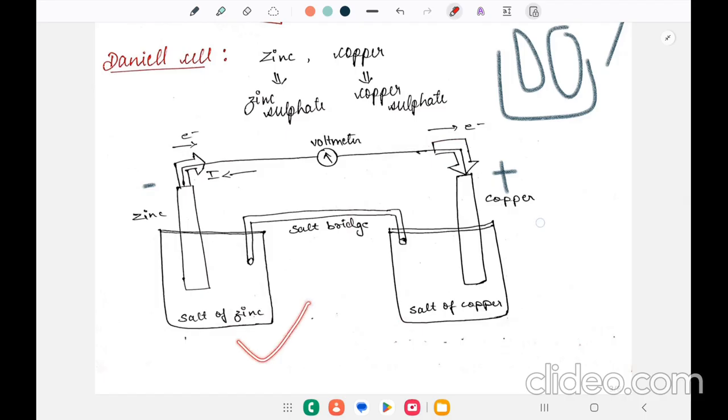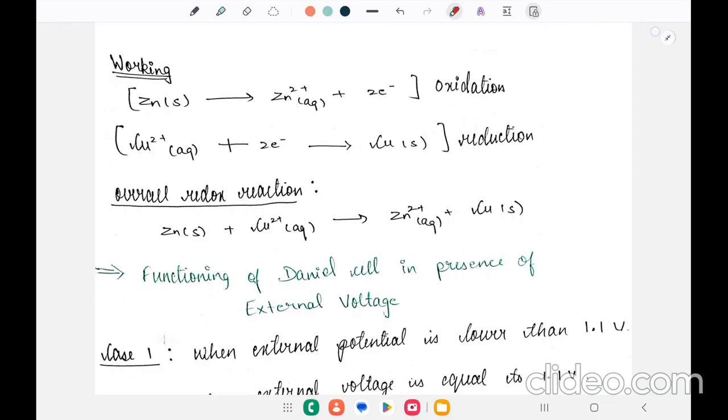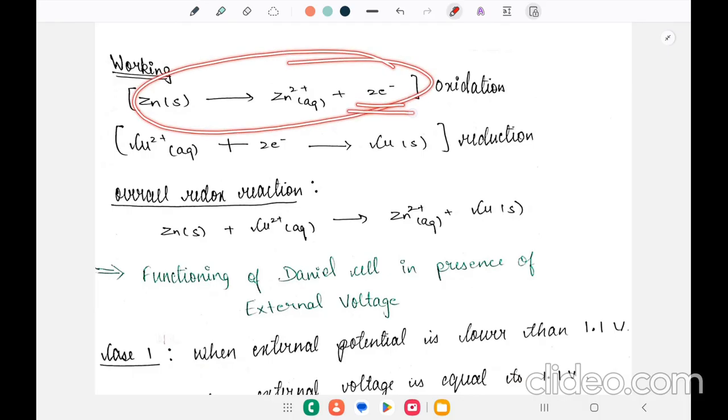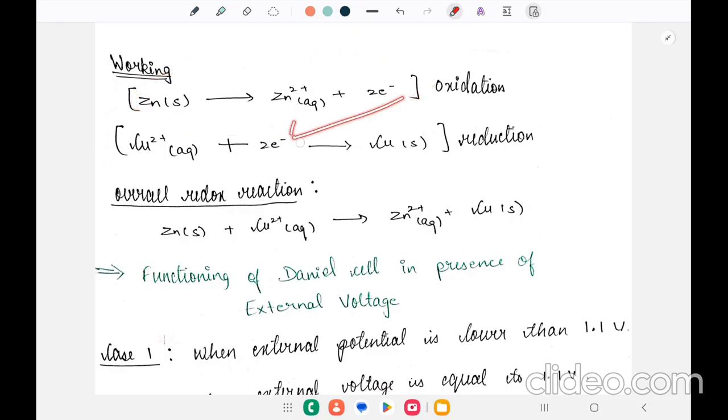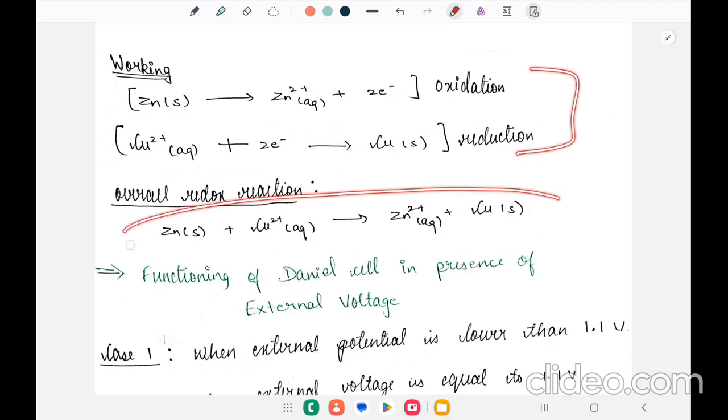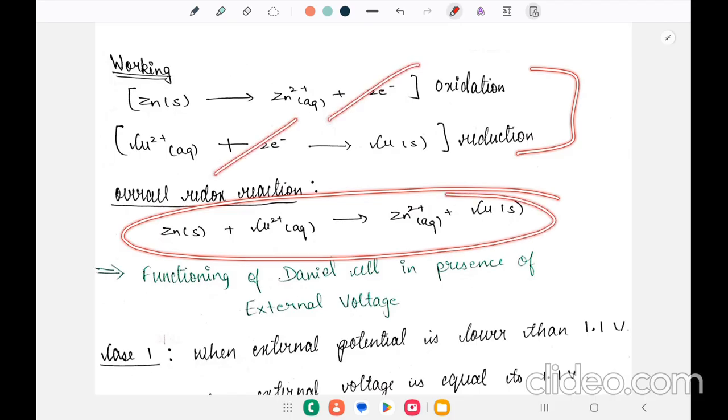This is anode and this is cathode, and therefore electrons will flow from here, that is it will release the electrons while this will receive the electrons. So zinc is on the oxidation side, it means it will lose the electrons, so oxidation is taking place, so this will be the reaction, that is it is losing 2 electrons, while copper will receive these 2 electrons and it will undergo reduction. So when we combine both these reactions, we can get this reaction by cancelling both the electrons.